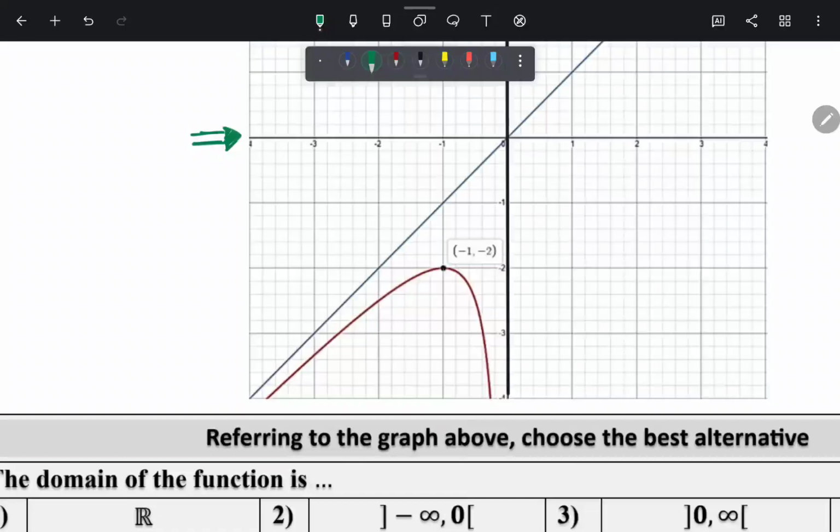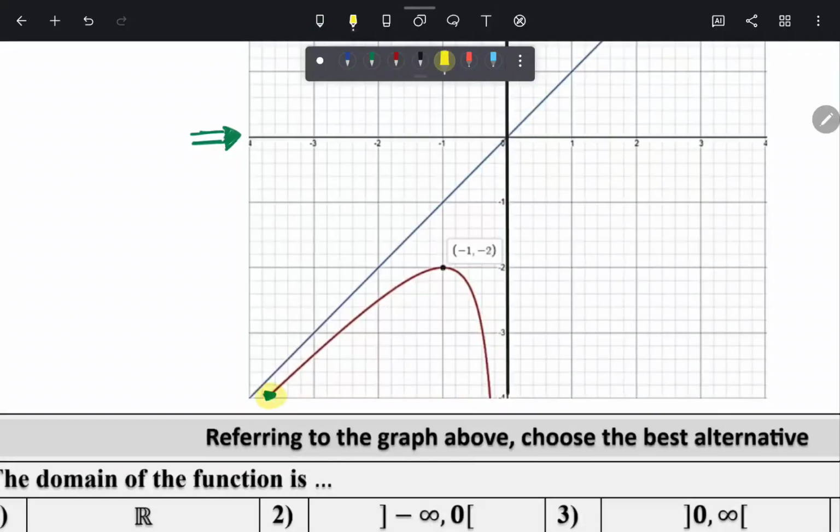Look, this place here is an infinite branch. It goes to infinity. We have two infinite branches, one here and one there. So this is an infinite branch. What does the function do here? It increases. It increases all the way up to this place, right? So write that it is negative 1, because we stopped at this place.